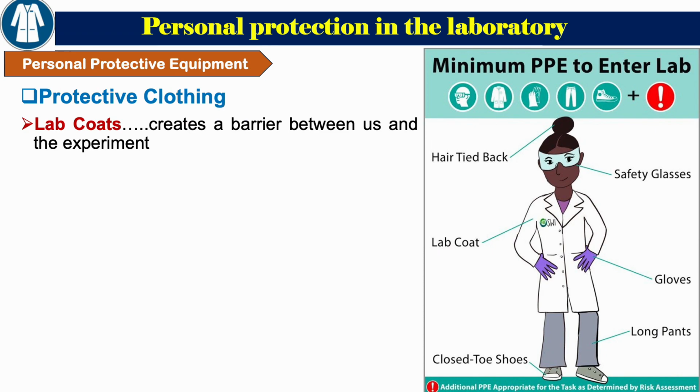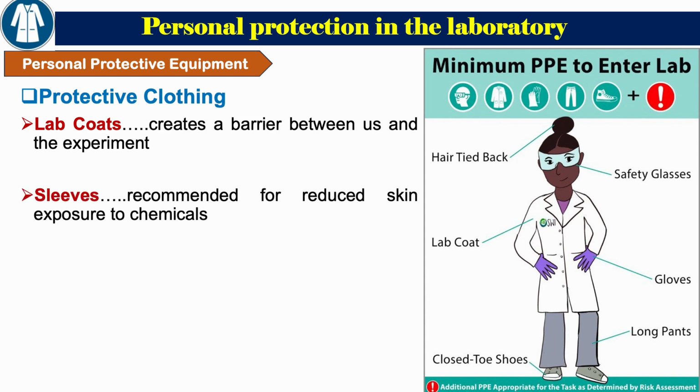Now, let us try to understand something about personal protective equipment. It includes, number one, protective clothing, that is, your lab coats. It creates a barrier between us and the experiment, and by wearing a lab coat we can protect our body from many accidents. Number two is sleeves.